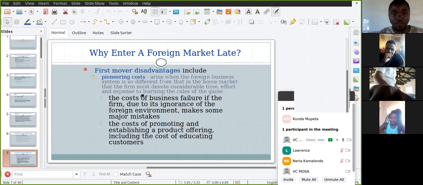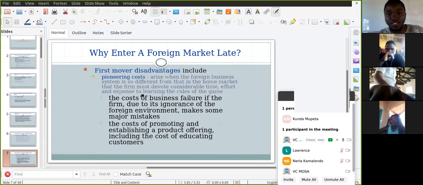So another point for now, these are now disadvantages for first movers. The disadvantages of entering the market earlier compared to any other firm. Pioneering costs. These arise when the foreign business system is so different from that in the home market that the firm must devote considerable time, effort, and expense to learning the rules of the game.